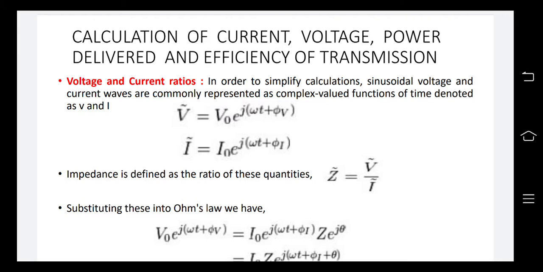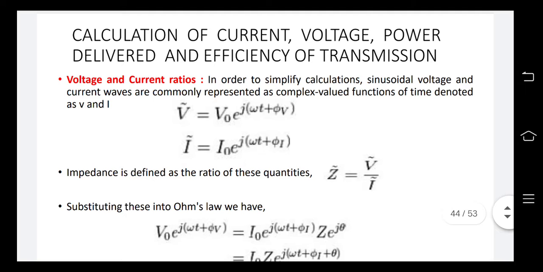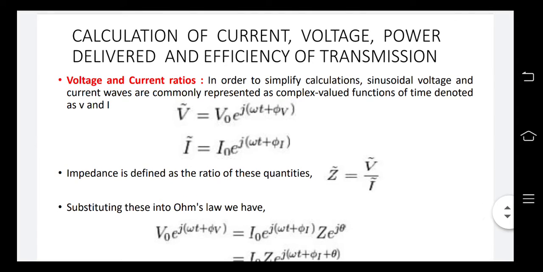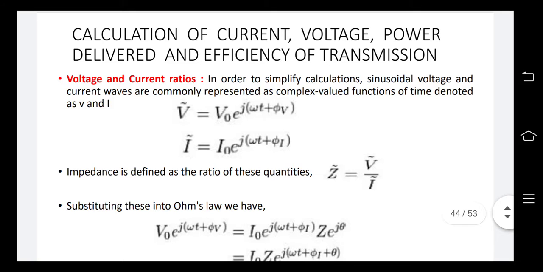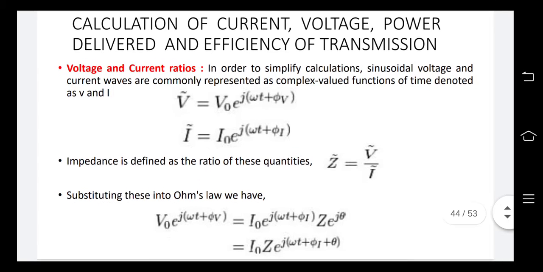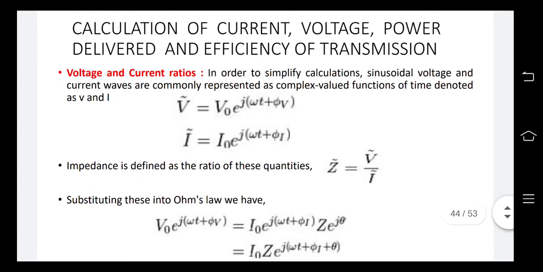Voltage and current ratios. In order to simplify the calculations, sinusoidal voltage and current waves are commonly represented as complex valued functions of time, denoted as V and I. So V cap equals V naught e power j (omega t plus phi V). I cap equals I naught e power j (omega t plus phi I). The impedance is defined as the ratio of these quantities. So Z cap equals V cap by I cap.